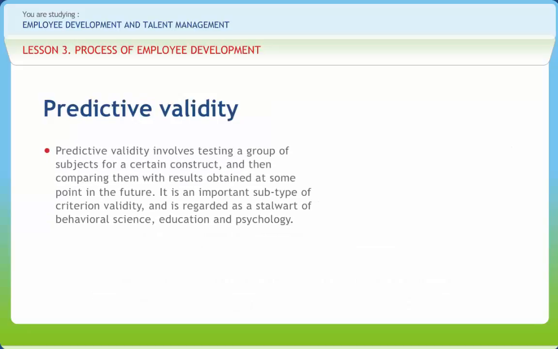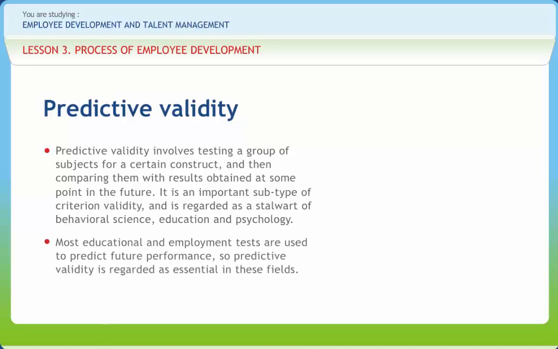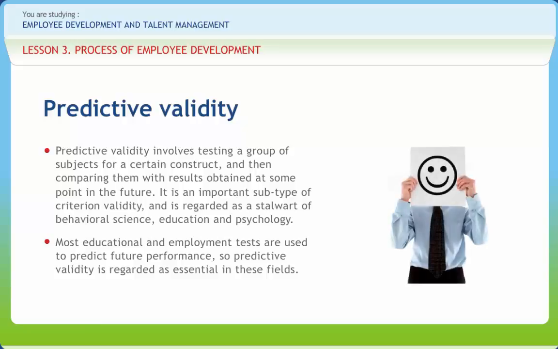Predictive validity involves testing a group of subjects for a certain construct and then comparing them with results obtained at some point in the future. It is an important subtype of criterion validity and is regarded as a stalwart of behavioral science, education, and psychology. Most educational and employment tests are used to predict future performance, so predictive validity is regarded as essential in these fields. The most common use for predictive validity is inherent in the process of selecting students for the university.